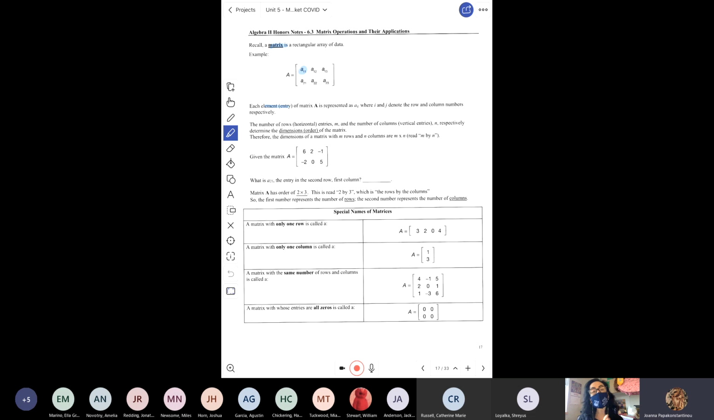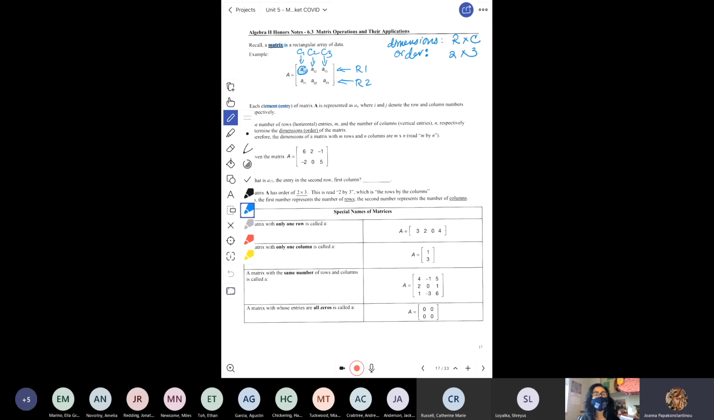And the way you want to label them, let's say, so if I'm looking at this, I see that I have 2 rows, and I have 1, 2, 3 columns. So what would the order of this matrix be? The dimensions of this. Again, we always label it as the number of rows by the number of columns. So this is a 2 by 3 matrix.